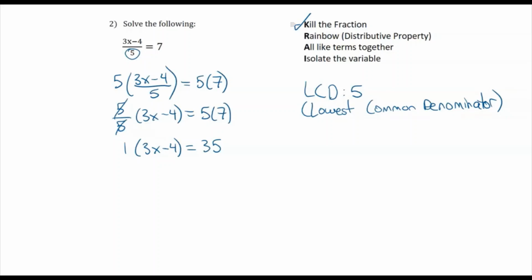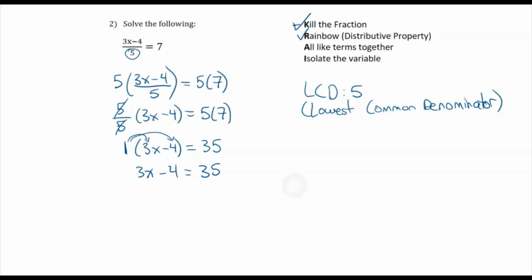So now that that's gone, that should be a lot easier. If this wasn't 1, then it's going to be multiplied by everything that follows. But if it is 1, it's not changing anything, but it's still being multiplied by everything that follows, isn't it? So it's not really a step that's needed, but there you can see the rainbow rule working here. It's 1 times 3x, 1 times negative 4. So we get 3x minus 4 equals 35. So we've done the kill the fraction, we've done the rainbow rule, which wasn't really applicable here, but just to show you how it works.